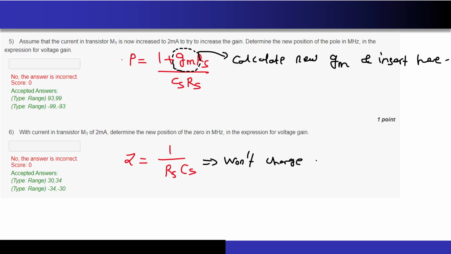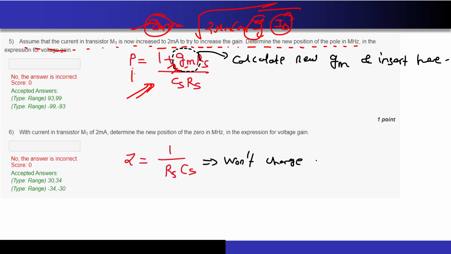Now they are asking, assume that the current in the transistor M1 is increased to 2 milliampere to try to increase the gain. Determine the new position of the pole. Remember, this was the pole of the circuit, 1 plus GM RS upon RS into CS. Now remember, what is the expression for GM? Root of 2 mu n Cox W by L times ID. If my ID changes for the same W by L, my GM will also change. If the GM changes, then my pole location also changes, correct? So that is why you have to find the new pole location using this particular formula.